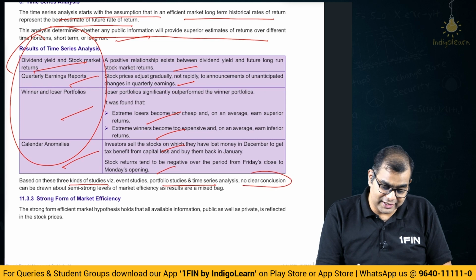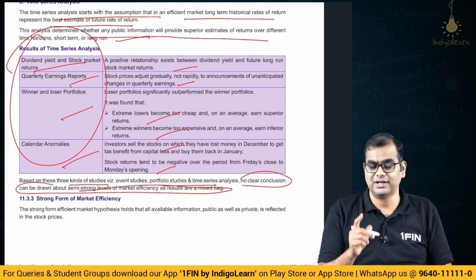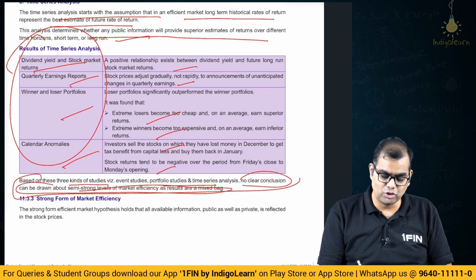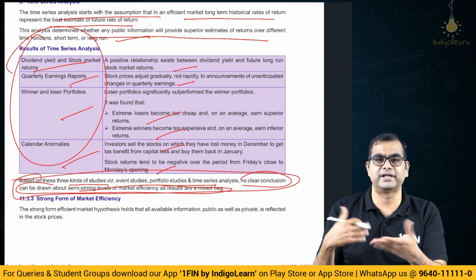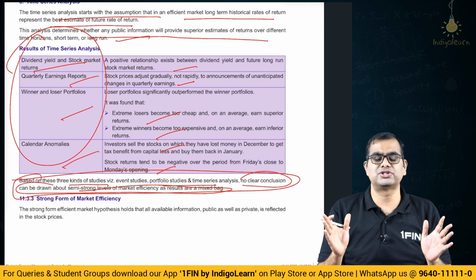Based on this, no clear conclusion can be drawn about semi-strong market opinion. All results are a mixed bag. So, based on these things, no specific thing can be done because everything is chaotic. Some are here, some are there. So, no specific conclusion can be drawn.